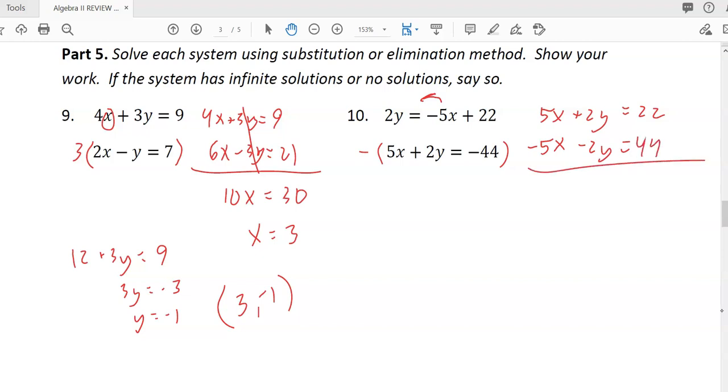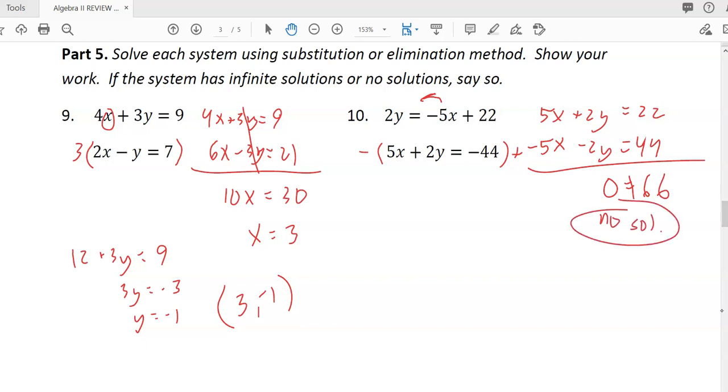So watch what happens when I add these two things. The x's go away, the y's go away. So on the left-hand side, we have 0. On the right-hand side, we have 66. Is that true? Does 0 equal 66? No. So there is no solution.